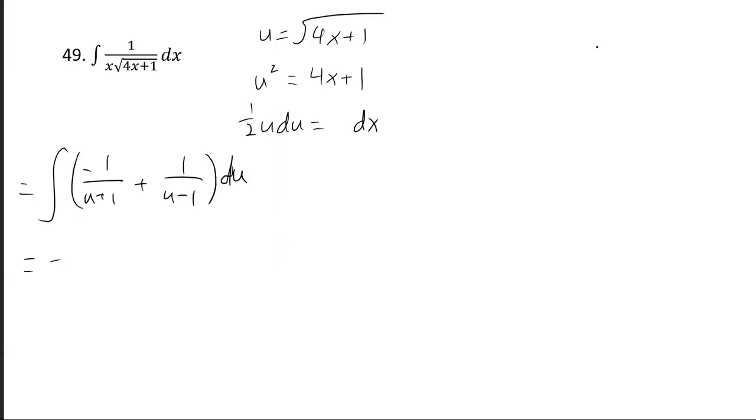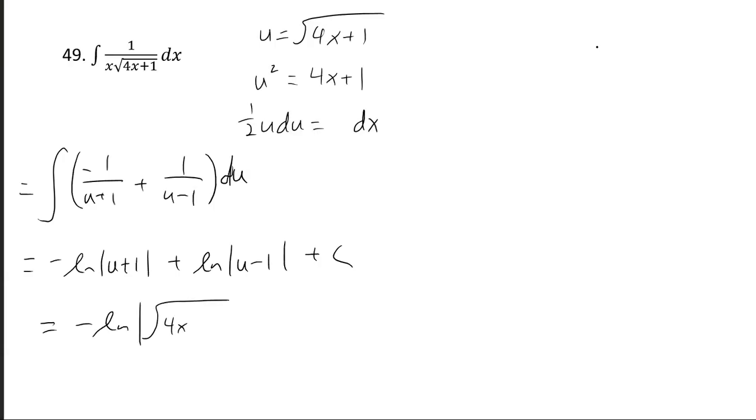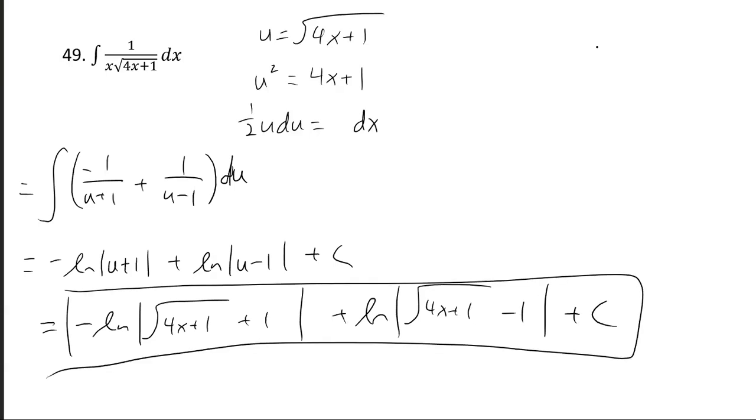Okay, so this is negative ln of absolute value u plus 1 plus ln absolute value u minus 1 plus C. And then we just got to back substitute: negative ln of square root of 4x plus 1 plus 1 plus ln of absolute value square root of 4x plus 1 minus 1, close the absolute values, plus C. Here's one variation of the final answer. Of course, you can simplify it by combining the logs and all that, but this should be good enough.